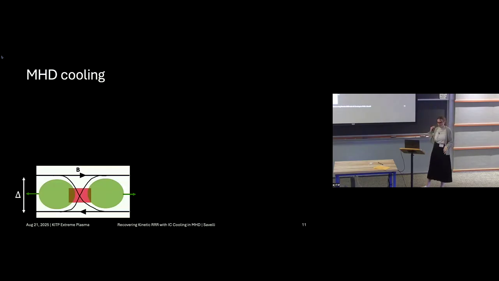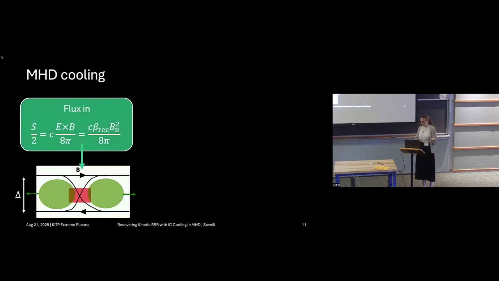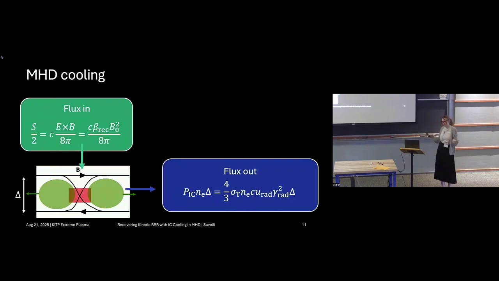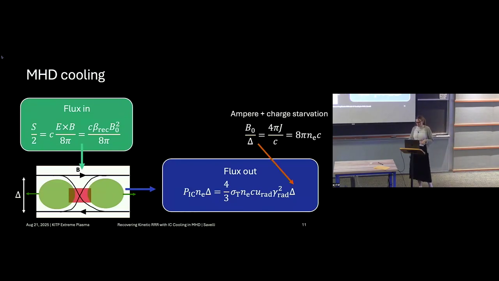If I consider this current sheet, I'm going to balance the energy fluxes in and out of it. The flux entering this current sheet is just the Poynting flux over 2, because half of it gets dissipated away. And then the flux leaving the current sheet is basically the inverse Compton power times the number density times the thickness of the current sheet delta. We can write an expression for delta if we combine Ampere's law with this charge starvation that I was talking about earlier, and it will give you a relationship like this.